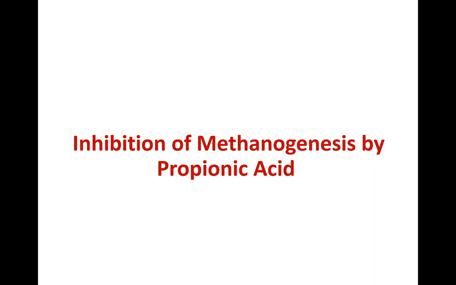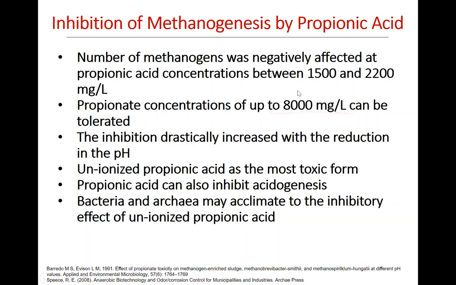What happens here is that the number of methanogens was negatively affected at propionic acid concentrations between 1500 and 2200 milligram per liter. And here, in blue, you can find the references of these articles, where you can read more about this topic.